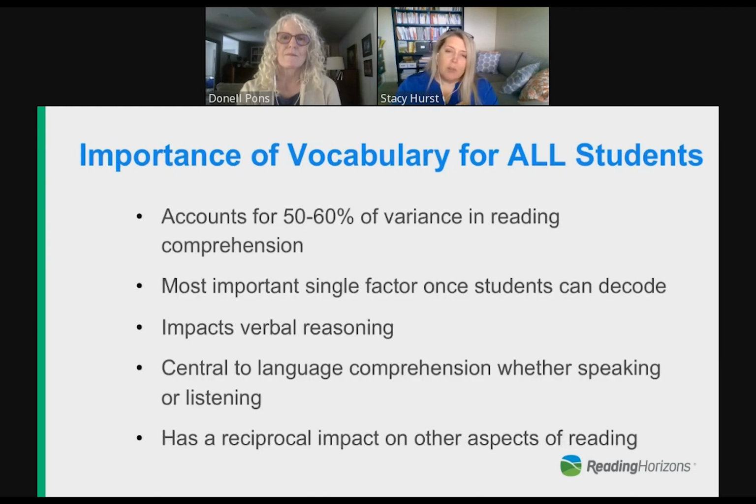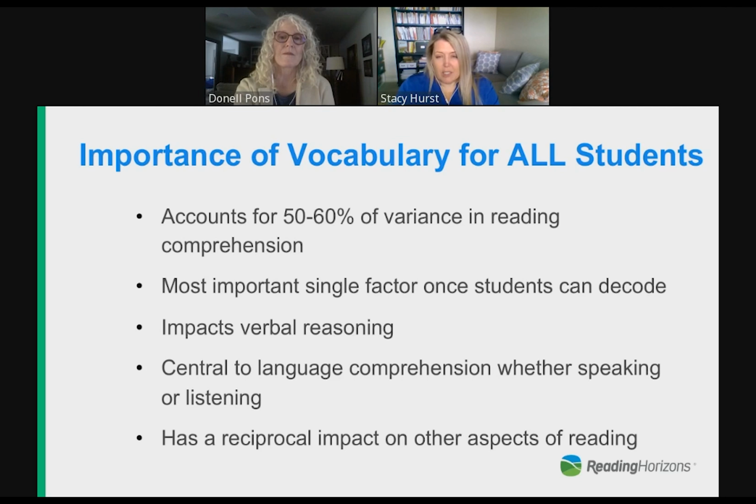So on the next slide, we have some really powerful components of the research, things that we've gleaned from research about vocabulary. It's really important for all students. It accounts for 50 to 60% of the variance in reading comprehension scores. And like I just mentioned, it's the most important single factor once students can decode. Thinking of the simple view of reading, if you're familiar with that, it spans the two categories. We need to understand the words we're decoding and apply them to comprehension.